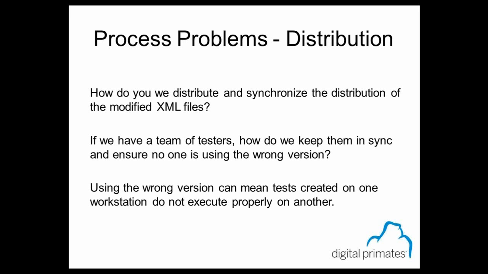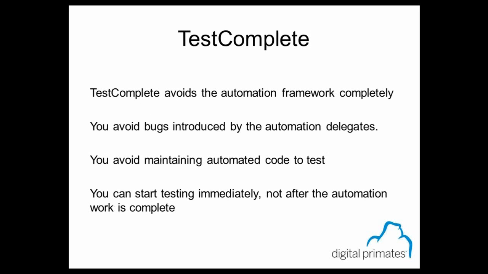And all of these moving pieces work and happen this way because of something called the Automation API. The Automation API is the way in which these delegates and this configuration file for different tools interact with Flex in order to work through the automation. Now, the interesting thing about TestComplete, and the reason we're talking about it, is that TestComplete avoids this automation framework completely. And why that's really important is that it avoids any bugs that could be introduced by those delegates. We're avoiding the cost of maintaining that automated code that has to be testing.